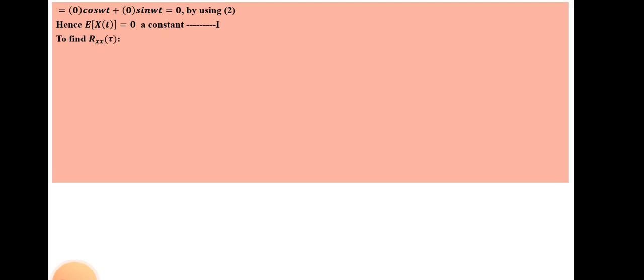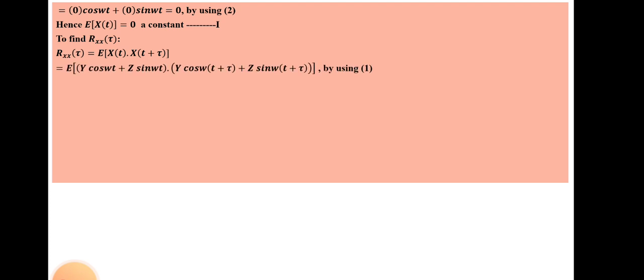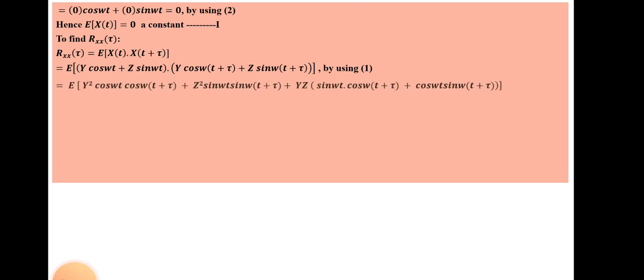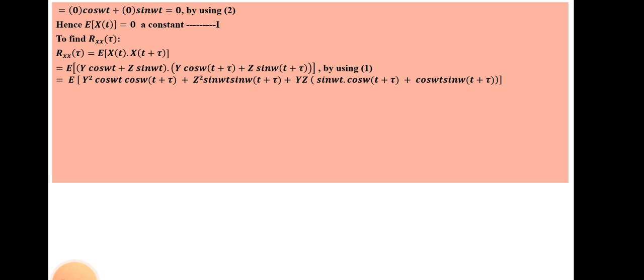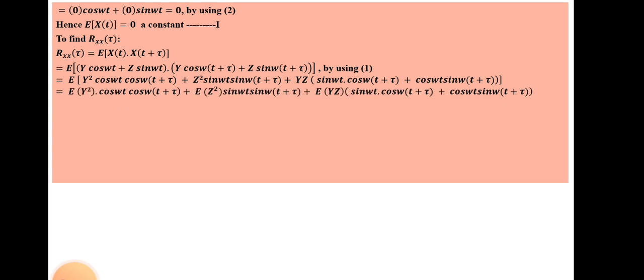Now to find R xx of tau, which is equal to E of x of t and x of t plus tau. Using 1 we will get Y cos wt plus Z sin wt into Y cos w(t plus tau) plus Z sin w(t plus tau), replacing t by t plus tau. So removing the brackets as usual, like the previous problem, we get the expected value of Y square into cos wt cos w(t plus tau), plus expected value of Z square sin wt sin w(t plus tau), plus expected value of YZ, taking it outside common because Y and Z are both equal, times sin wt cos w(t plus tau) plus cos wt sin w(t plus tau).